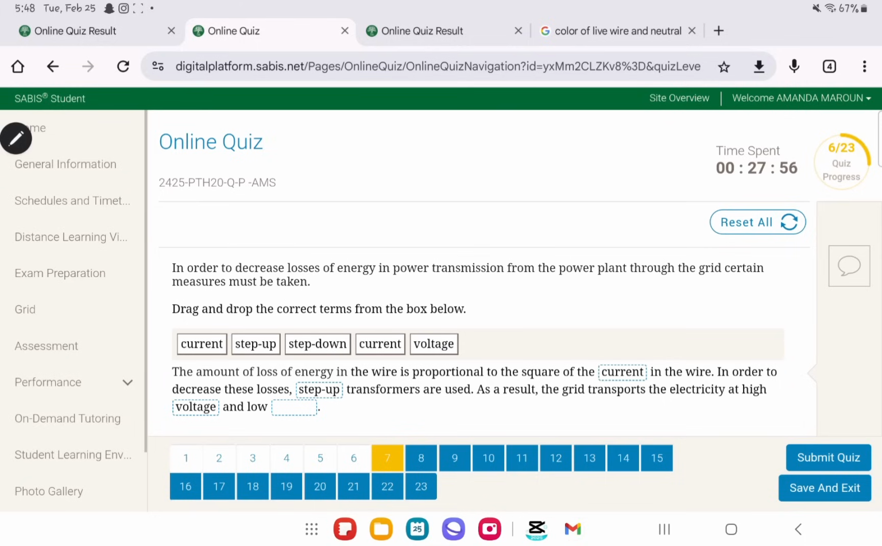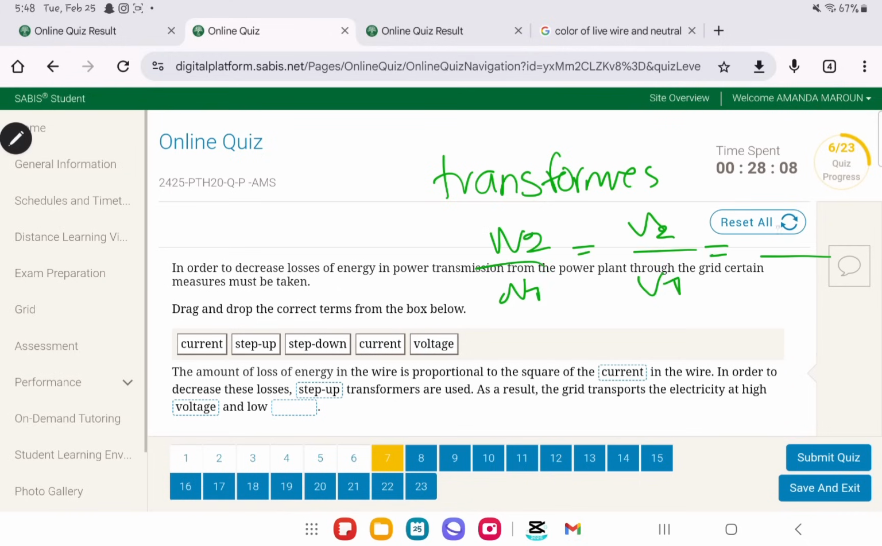We are going to decrease the current because remember, in transformers, we have a couple of equations, yeah? We have the equation N2 over N1 equals V2 over V1 equals I1 over I2. As you can see, the only thing that is different is I1 over I2, so they are opposite. So if you use a step-up transformer and you increase the voltage, what's going to happen to the current is that it's going to decrease.